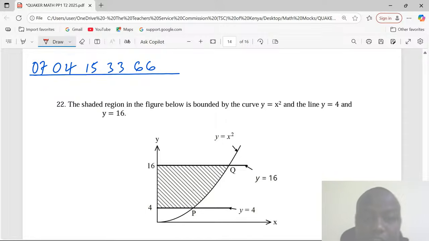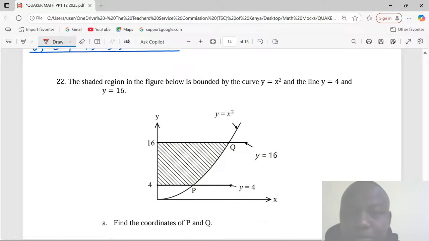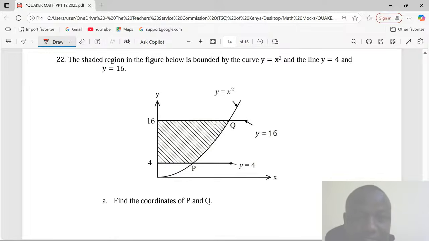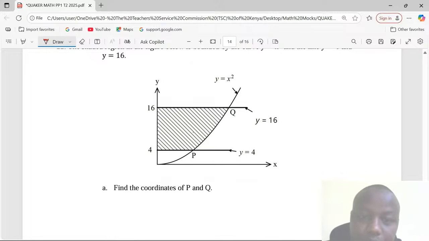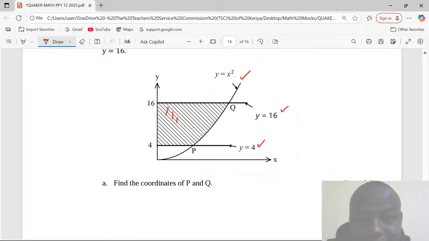The shaded region in the figure below is bounded by the curve y equals x squared and the lines y equals 4 and also line y equals 16, just as you can see. Y equals 4, y equals 16, the curve is here, the shaded area is here. As you can see, very clear. Find the coordinates of P and Q.